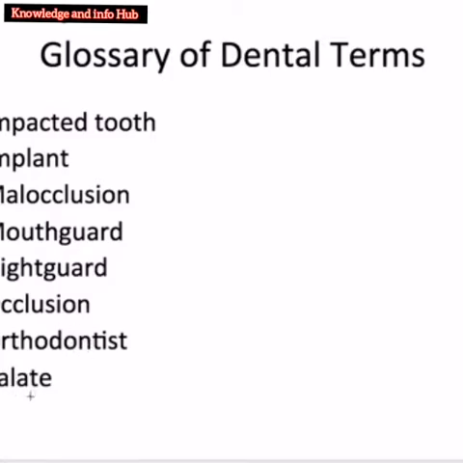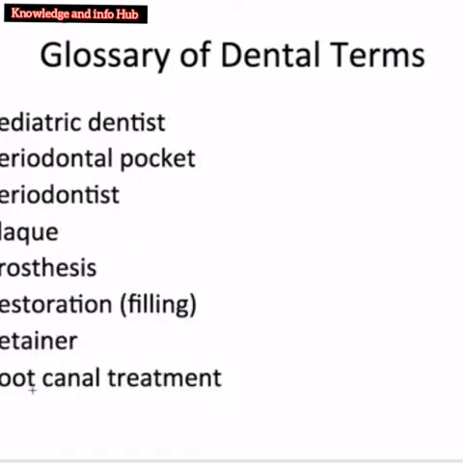The palate refers to the hard and soft tissues that form the roof of the mouth. A pediatric dentist is also a dentist who specializes in treating children. A periodontal pocket is a deep area between a tooth and the gums. That's the result of gum disease, like we mentioned before. And a periodontist is a dentist who specializes in treating the periodontal tissues that surround the teeth, like the gums and the bone and the periodontal ligament.